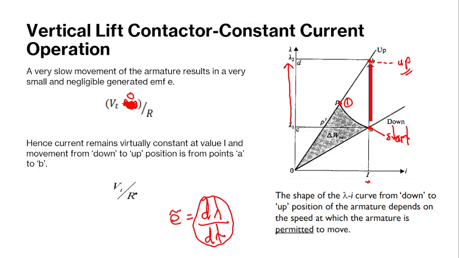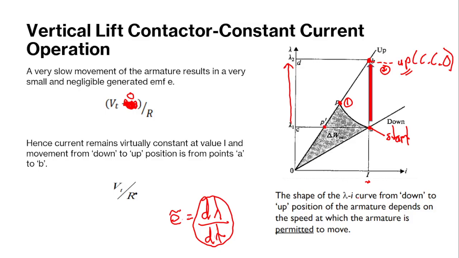For any constant current operation, the first thing you have to do is move the armature very slowly, which will result in a negligible change in flux linkage, which will give you a negligible generation of EMF, which means that E is approximately zero, which means that the current will just be Vt over R. Up here is the trajectory for your constant current operation. This here is the trajectory for your normal operation. And we're going to do this one.